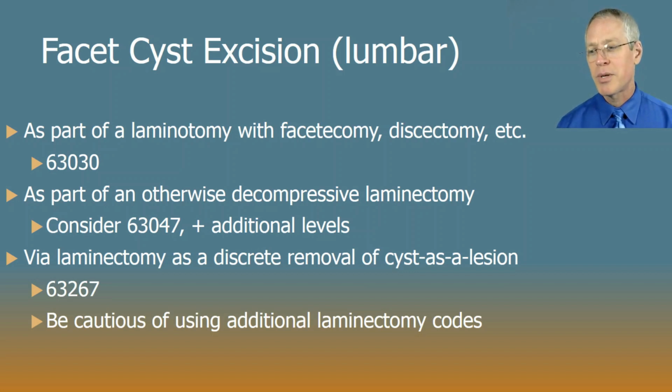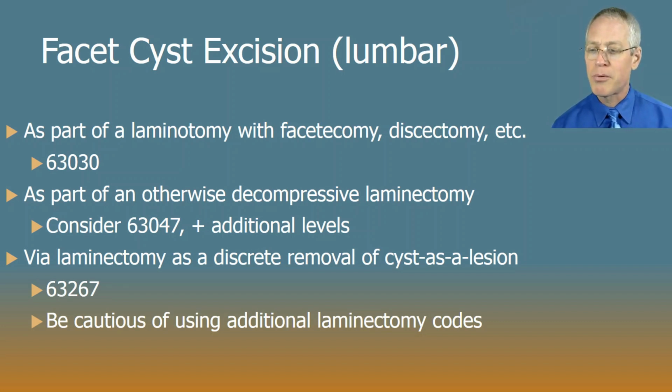Now, if it's done as part of a laminectomy with a facetectomy and discectomy, in other words, other decompressive means, wherein the surgeon makes a laminotomy, takes out some disc, carves out the foramen, removes some of the facet, and the cyst is there at the facet, also compressing the nerve roots and/or the spinal cord, I like to consider that as just part of the laminotomy, as it includes the facetectomy and the discectomy there. If it's part of a decompressive laminectomy, I also treat it the same way, because that 63047 is really meant to encompass the concept of decompressing everything at that level. It's just with a complete removal of a lamina.